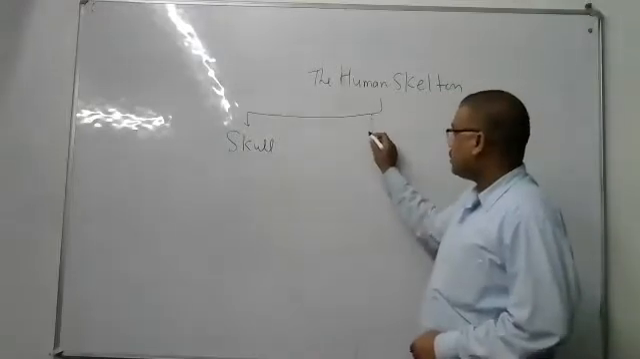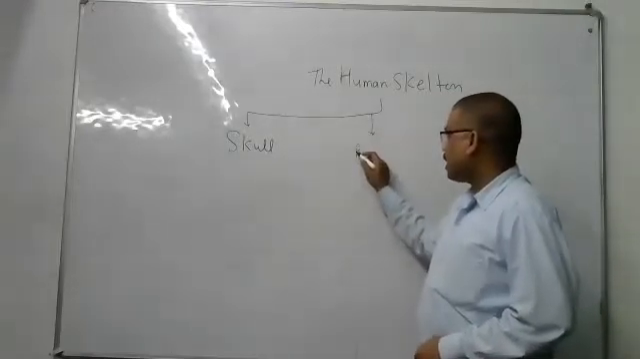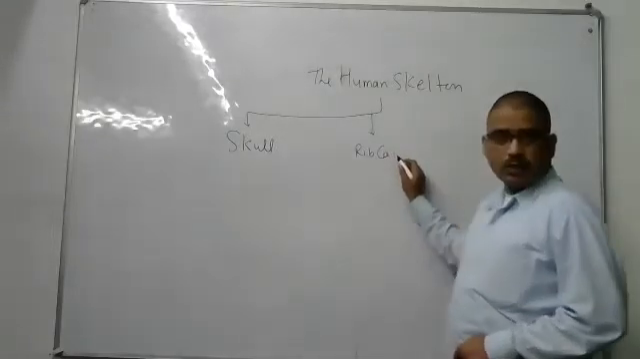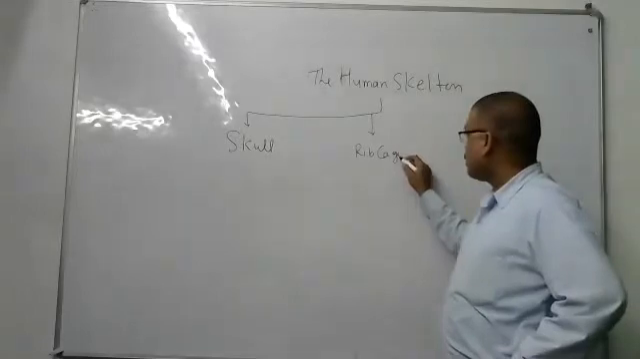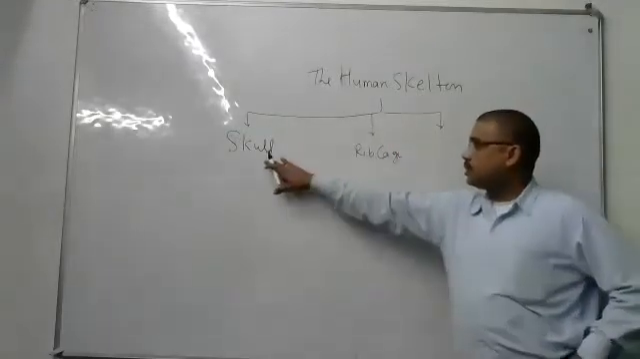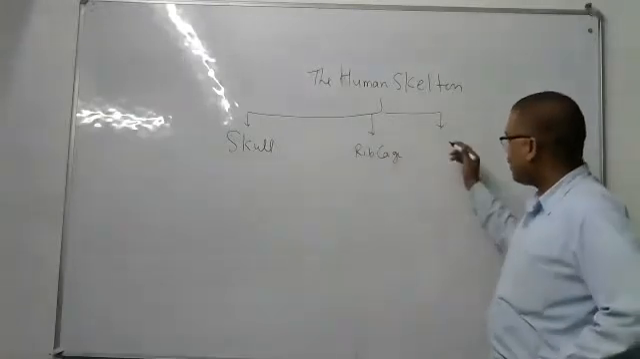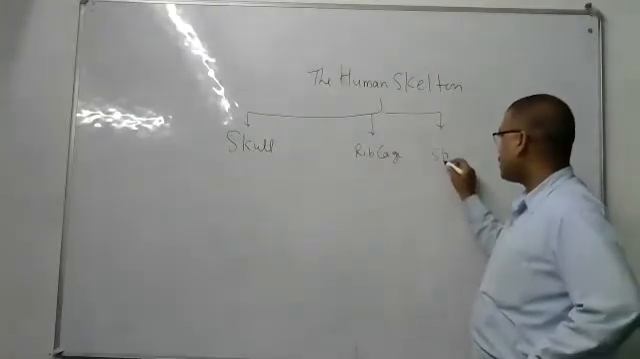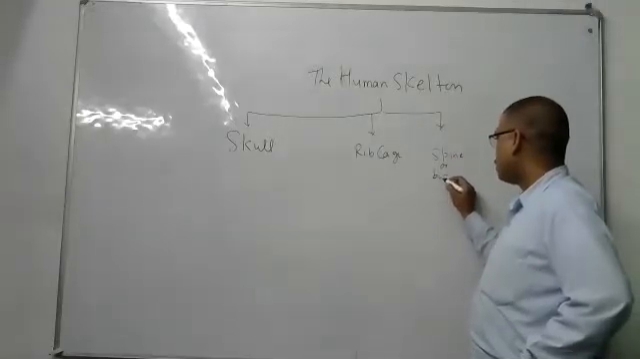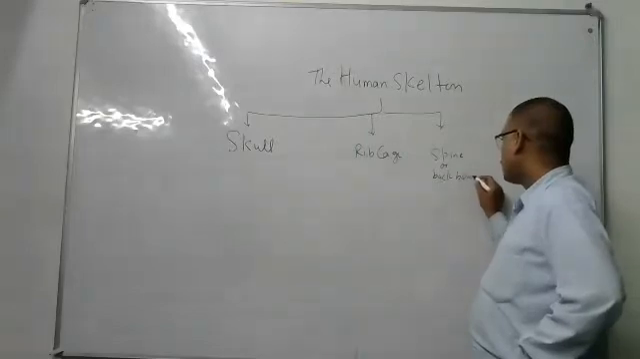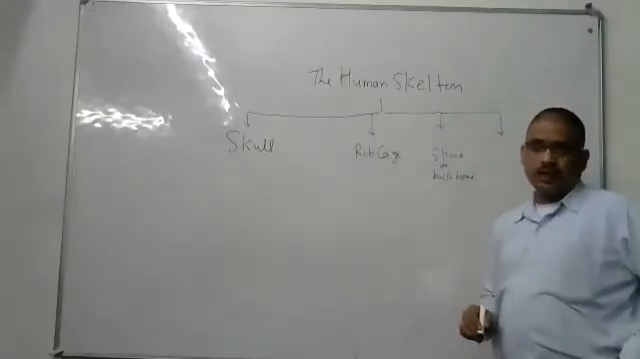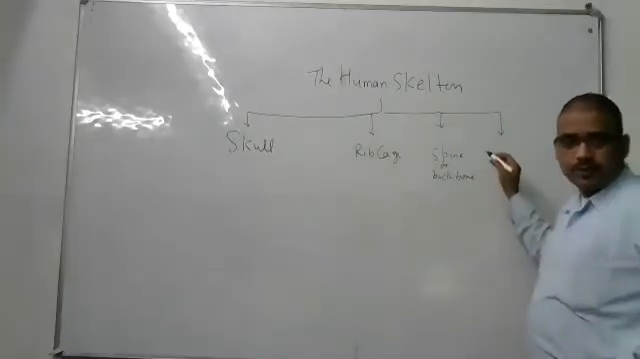The second part is known as the rib cage. I will talk about this. This part is known as the rib cage. Third, this skeleton is made up of skull, rib cage, and there is a spine that is called the backbone. And another part is called limbs.